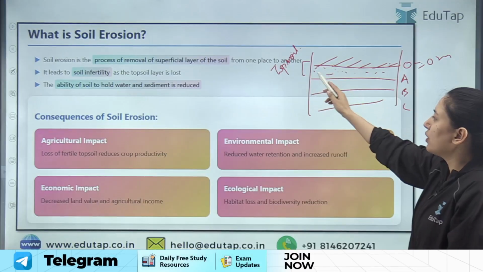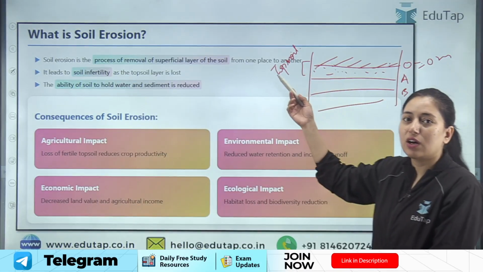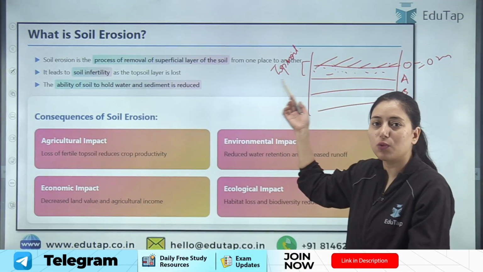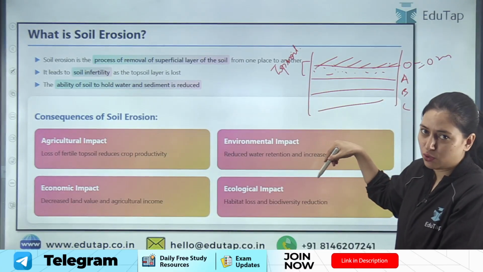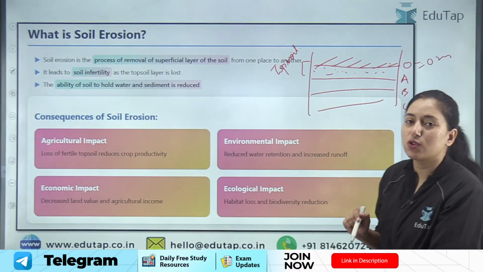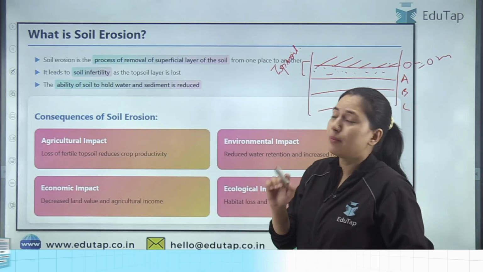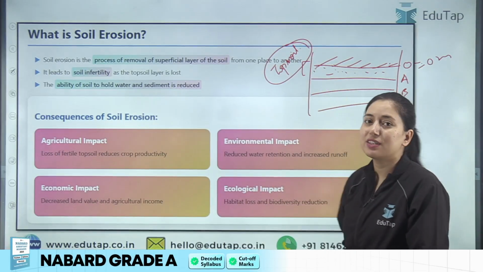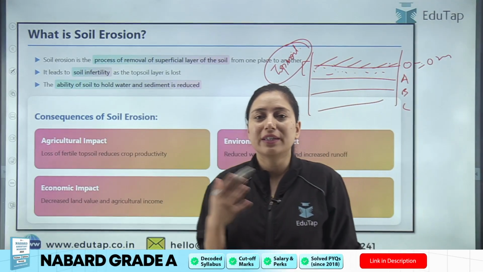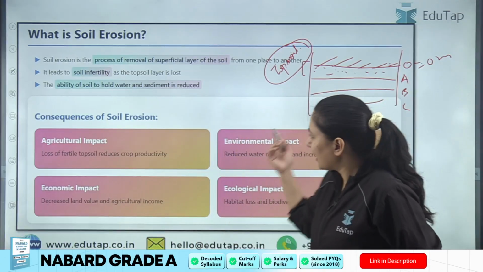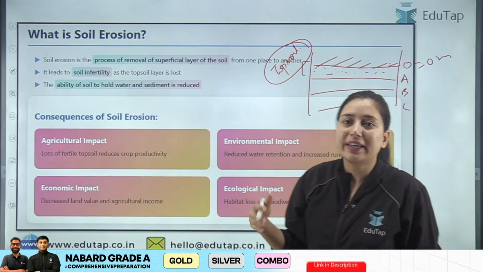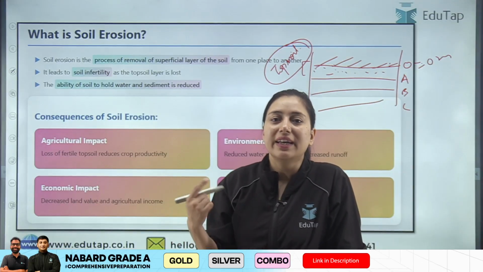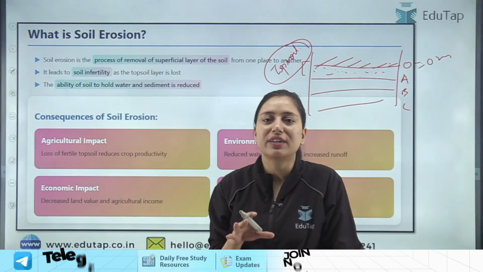And if this top soil gets washed off, what will happen? All our important nutrients and minerals will also be washed off along with it, right? And we are left with infertile soil. So this is a consequence of soil erosion. And what is soil erosion? Removal of this fertile top soil from one place to another place, right? And the consequence of soil erosion is that it leads to soil infertility. Our soil becomes infertile.